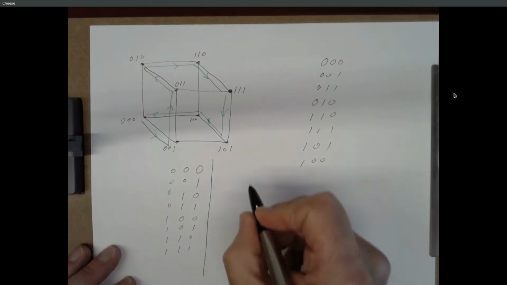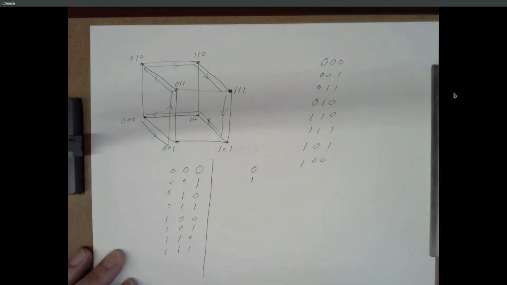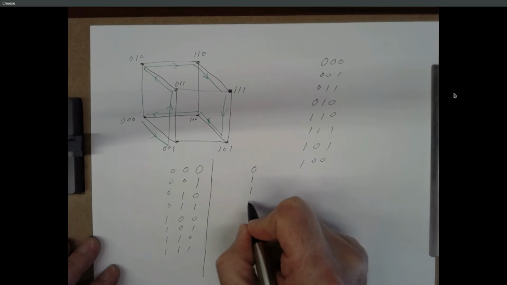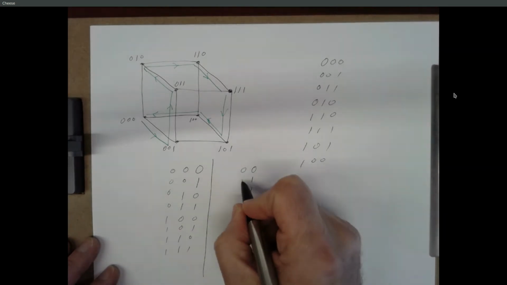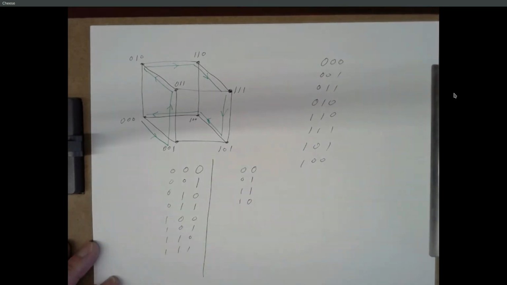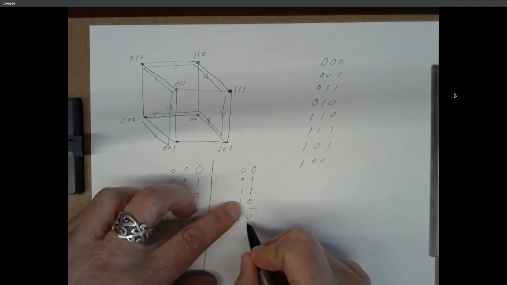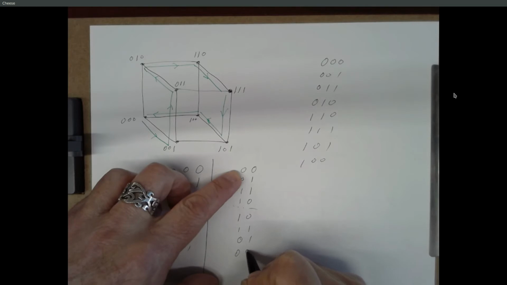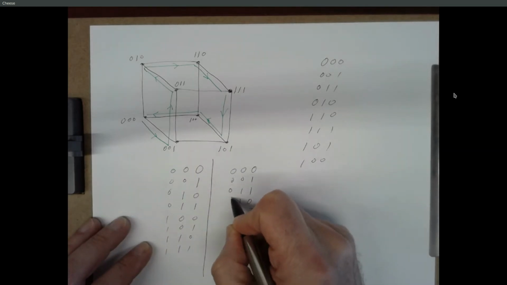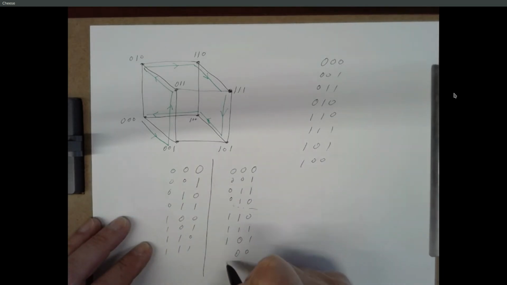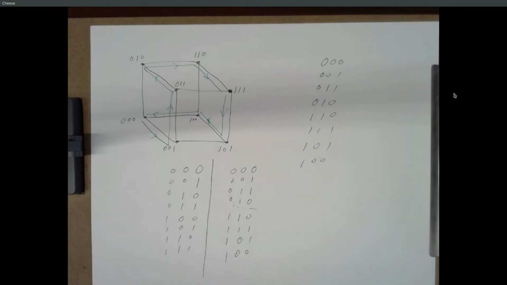To count in reflective Gray code, we do the same thing, but when we repeat, we flip the order. So we do 0, 1. Here we put 1, 0. And we put zeros on the top and we put ones on the bottom. And if we want to go 3 bits, we repeat this, but we reflect it. So there's our 1, 0, 1, 1, 0, 1, 0, 0. And we put zeros on the top half and we put ones on the bottom half. There's your reflective Gray code.